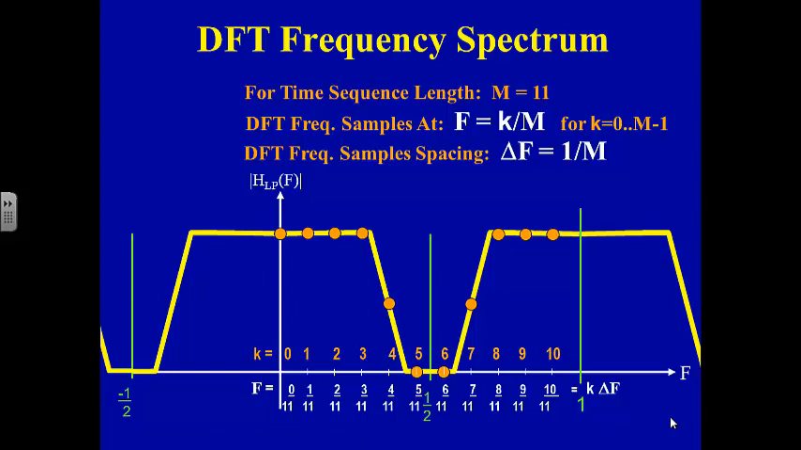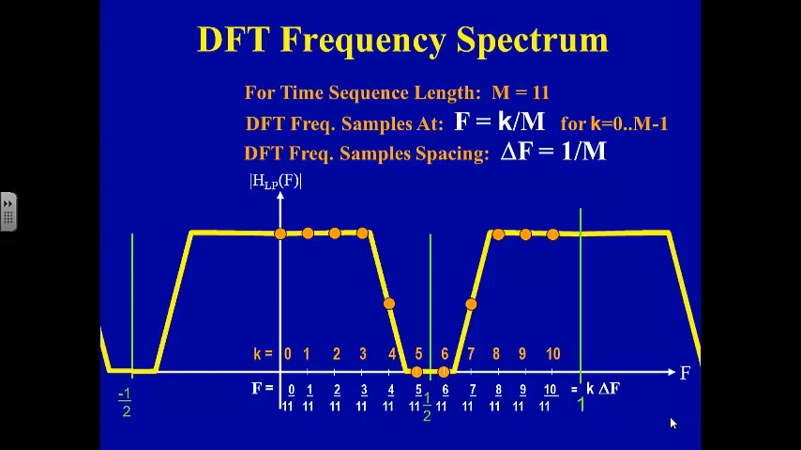What frequency they occur at is k over M. If M is 11, I get one at 0, one at 1 over 11, 2 over 11, 3 over 11. So I'm breaking up a range of 0 to 1 into M samples. So I have 1 over M spacing between them. The reciprocal of the number of samples tells me how widely spaced each of these samples are in frequency. You see how we do that? So we take 0 to 1, break it up into M samples.